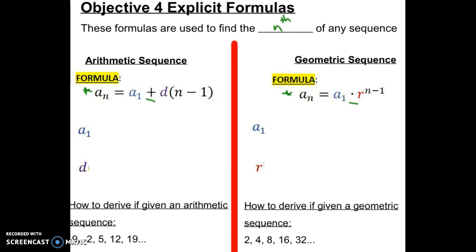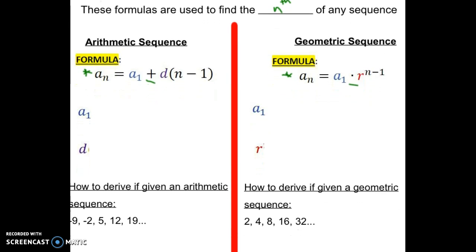To introduce this topic, we discussed briefly how in the history of math, people used to have to just count numbers, and that would take a whole long time. So these are the formulas, these explicit formulas, after people were able to find patterns. They derived these in order to find large amounts of numbers, so it wouldn't take a long time.